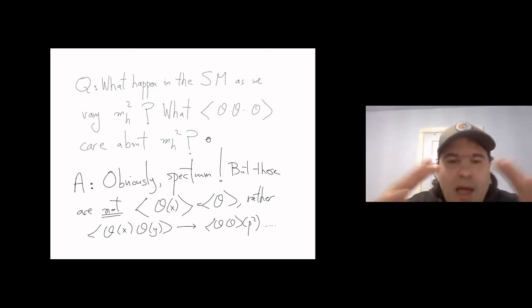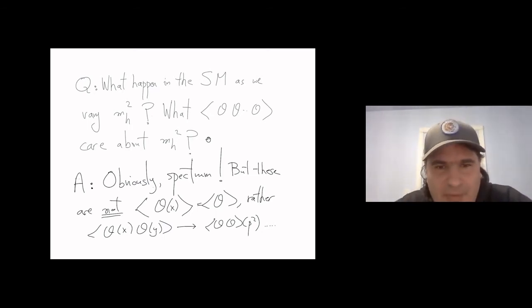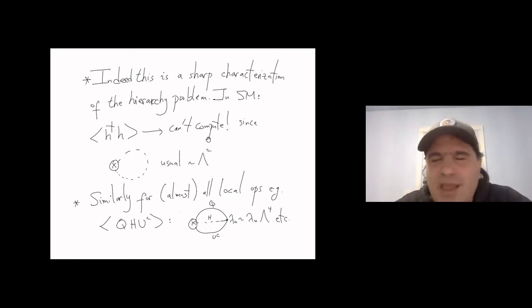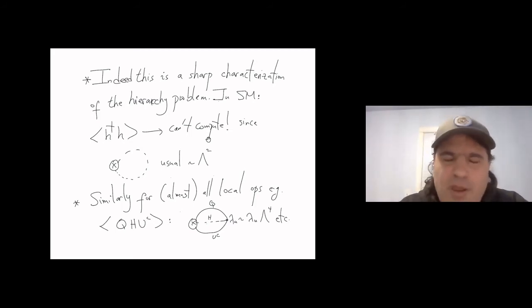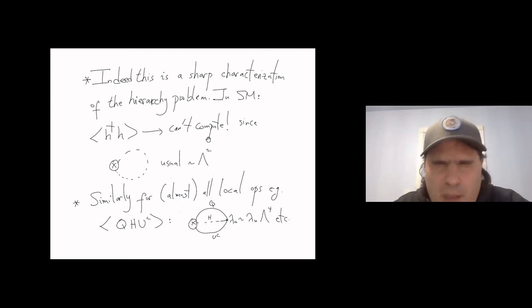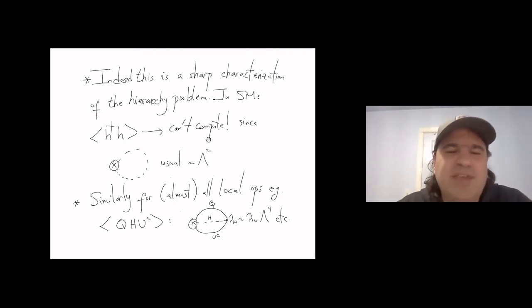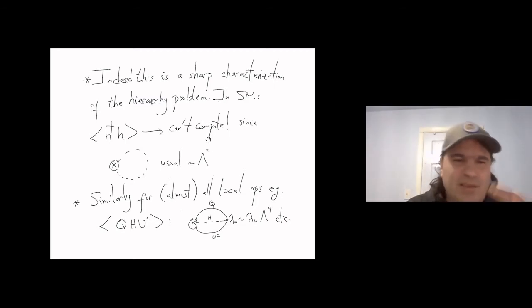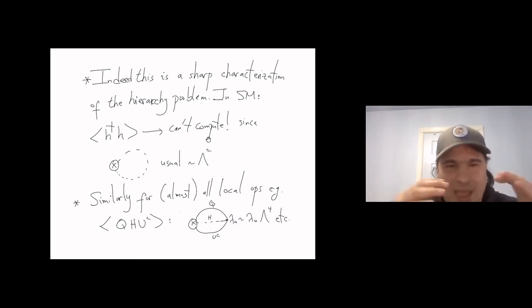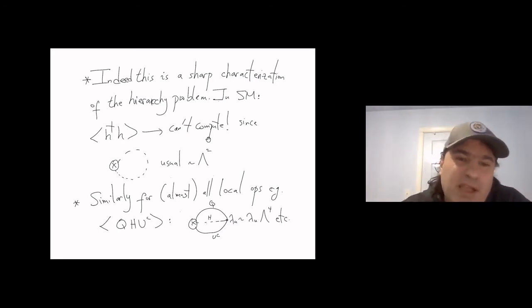Are there any local operators which care about the Higgs mass squared? And the answer is essentially no, with one exception that I'll talk about. And this is a nice way of thinking about things because it's in fact a sharper characterization of the hierarchy problem. In the standard model, the dumbest thing you might think is that the operator H dagger H clearly cares about MH squared. If MH squared is negative, it's given by basically v squared, turns on, it's basically given by MH squared. And if MH squared is positive, it's equal to 0.